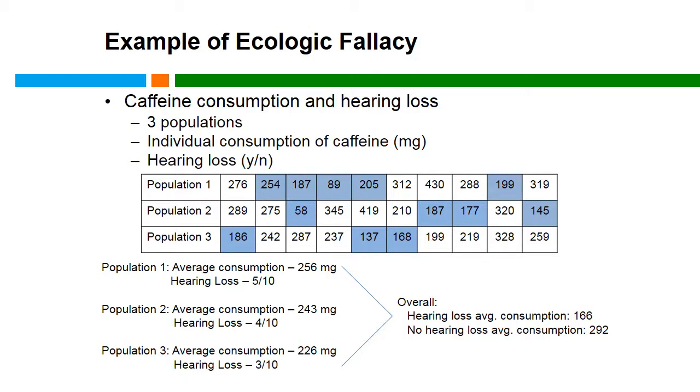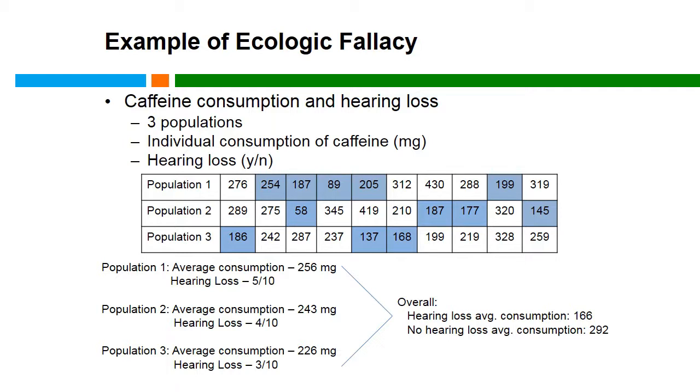Let's walk through an example of ecologic fallacy. In this study, the investigator wants to study the relationship between caffeine consumption and hearing loss. The data in the table shows individual level data collected from 3 populations. In population 1, the average or the aggregate level consumption of caffeine is 256 milligrams, and the prevalence of hearing loss is 50%. In population 2, the average consumption is 243 milligrams, and the prevalence of hearing loss is 40%. And in population 3, the consumption is 226 milligrams, and 30% of the population has hearing loss.